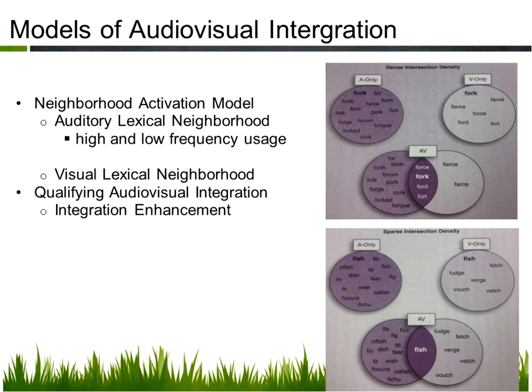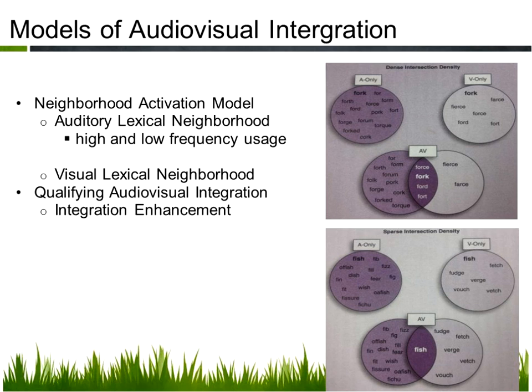Visual lexical neighborhoods are groups of words that look alike on the face and have the same frequency of occurrence. Auditory neighborhoods are auditory lexical neighborhoods, or groups of words that sound alike and have the approximate frequency of occurrence. So what we're doing is we're integrating information.